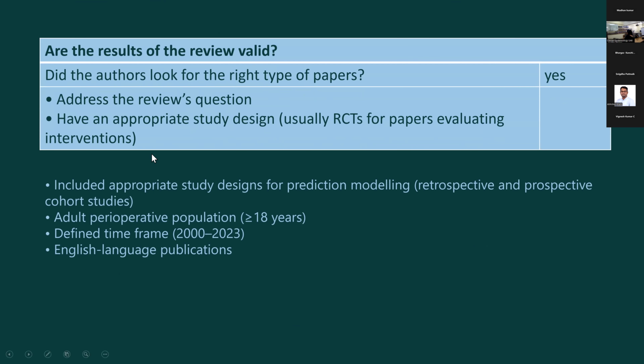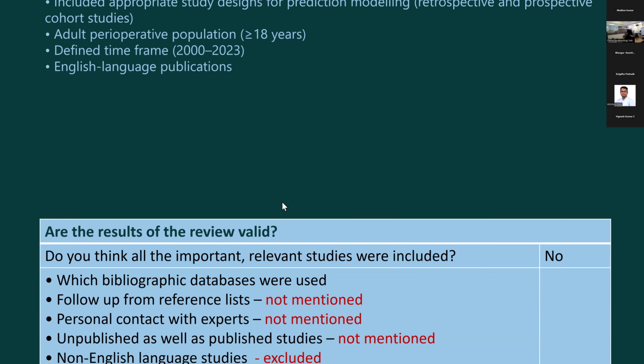Did the authors look for the right type of papers? They included appropriate study designs for prediction modeling, which were retrospective and prospective cohort studies. This includes the adult perioperative population, age more than 18 years, from 2000 to 2023, in English language publications. In prediction modeling, we may not have that many RCTs because this is a new concept, and all of these were done as cohort studies earlier.